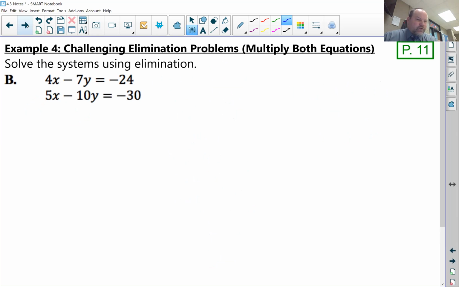So the next example, 4x minus 7y equals negative 24. 5x minus 10y equals negative 30. Here I don't have opposite signs for either coefficient. So I'm going to multiply, and I'm going to choose the top one to multiply by negative 5. And the bottom one I'm going to multiply by 4. So that my x's will become opposite numbers, and then I can add.